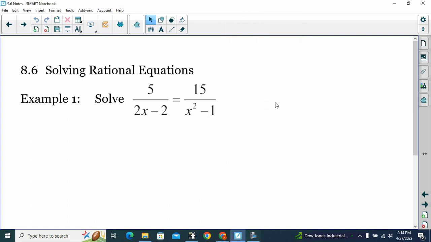Section 8.6 is on solving rational equations. Solving rational equations. So we are asked to solve 5 over 2x minus 2 is equal to 15 over x squared minus 1.